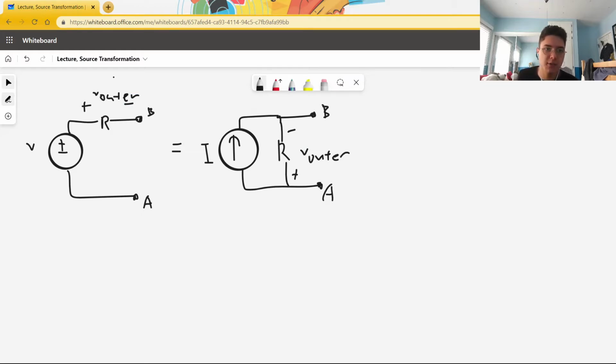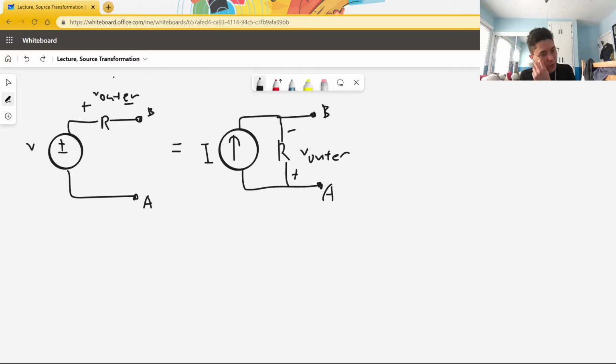So the first thing we discovered using superposition is that these two resistors behave identically no matter what's on the other side of the circuit. So we can convert the left side to look like the right side, and the resistor will still have the same effect from the outside of the circuit. But what about the voltage source? Why can this voltage source be equated to a current source and a resistor?